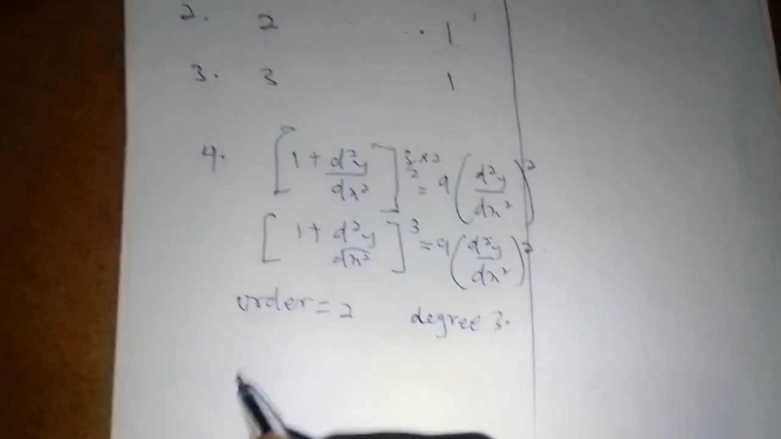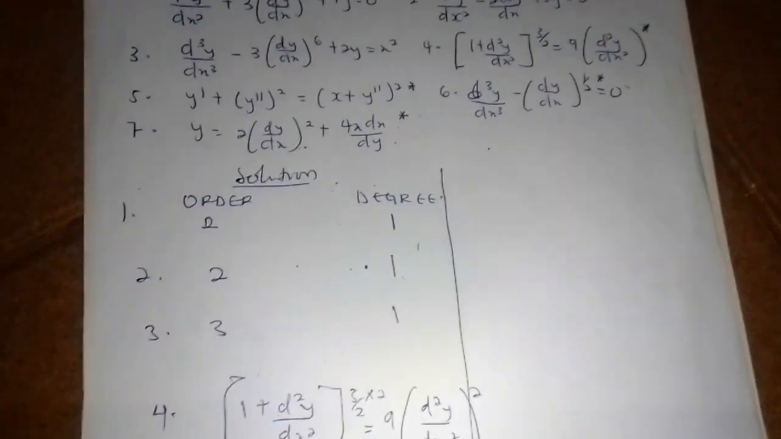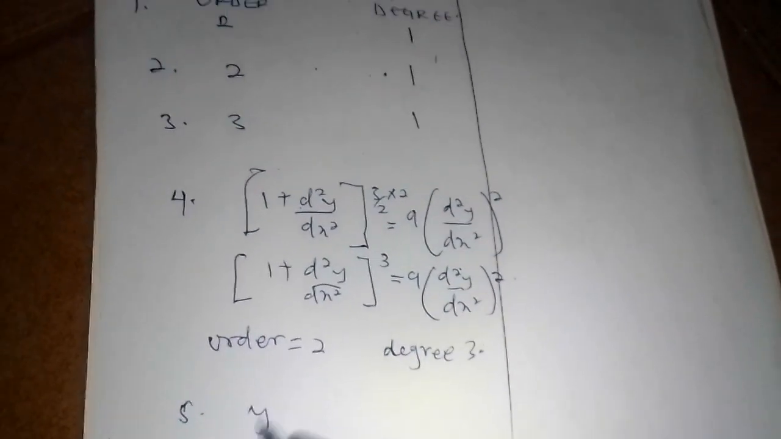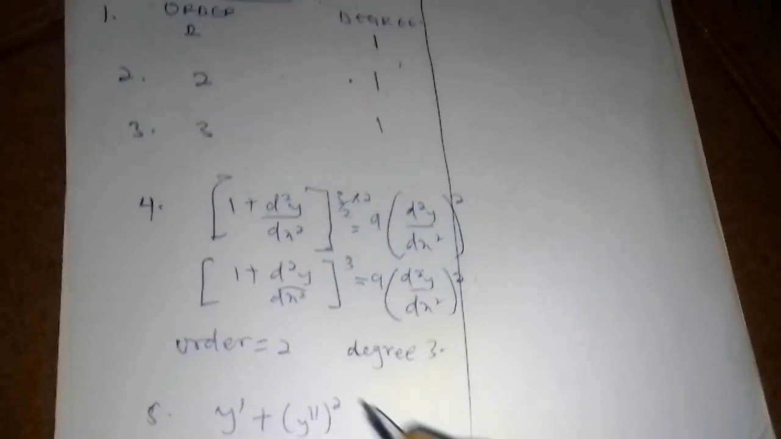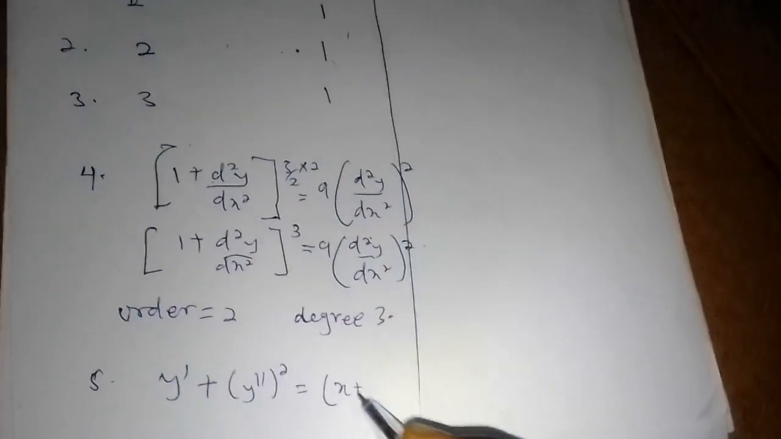Let's proceed to the fifth question. It also has an asterisk, meaning you should take note of it. So (y' + y'') all squared is equal to (x + y'') all squared. Once you have this, let me rewrite: (y' + y'') all squared is equal to open bracket x + y'', all squared.